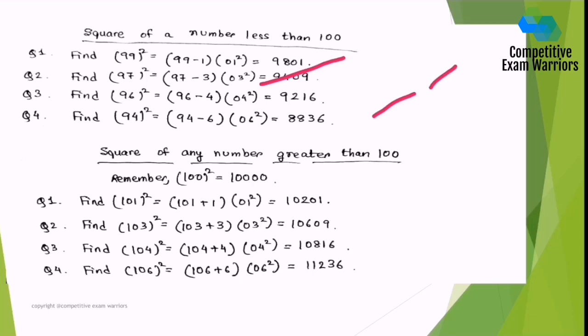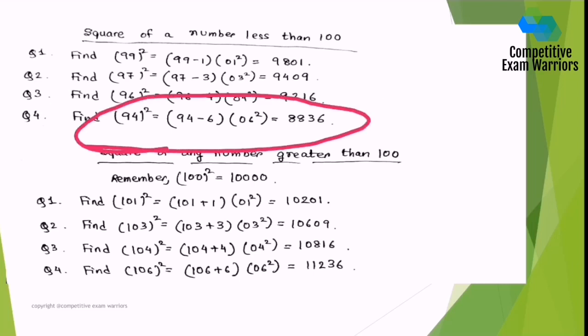First two places, the next two places is 00 plus 3 squared, since it is 3 less than 100. So 00 plus 3 squared is 09, and the answer will be 9409. Now if you look at the next example, that's 96 squared, since it is 4 less than 100, it will be 96 minus 4, and the next will be 00 plus 4 squared, so the answer will be 9216. And the last one is self-explanatory. I think you must be well familiar with this concept now.